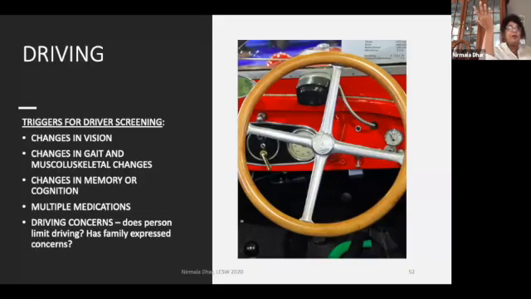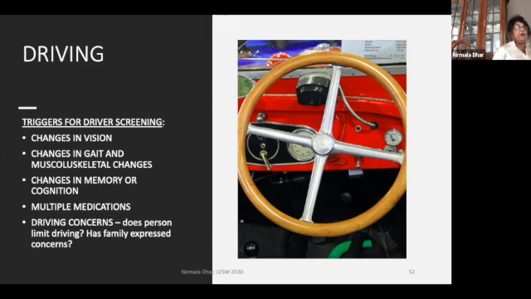And here could be some triggers for driver screening: changes in vision, in gait, and any other musculoskeletal changes, changes in memory or cognition as a whole. Taking multiple medications, which can cause confusion or drowsiness, and driving concerns that either the patient is expressing or family members are expressing. Or, is he limiting the driving? Has family expressed concern? This should all trigger an assessment.